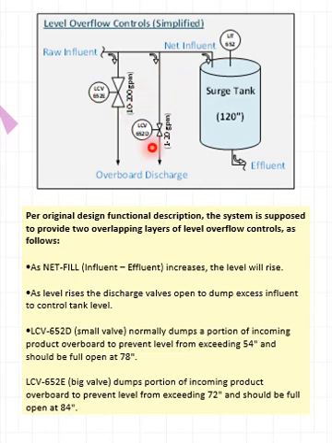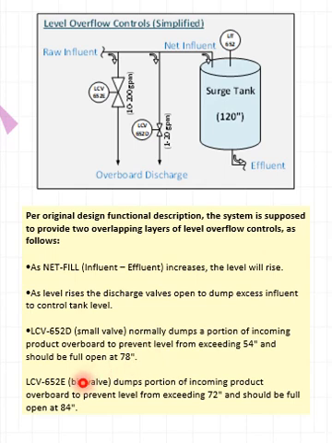In the controls, they basically tried to set this up. Well, the functional description is what programmers are supposed to use to develop their code and so forth. The functional description for this process says basically that the small valve will dump a portion of the incoming product overboard to prevent the level from exceeding 54 inches, and it should be full open at 78. So it basically should start opening at 54 and be full open at 78.